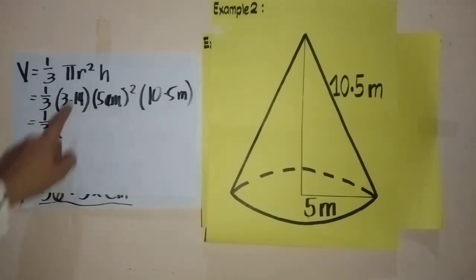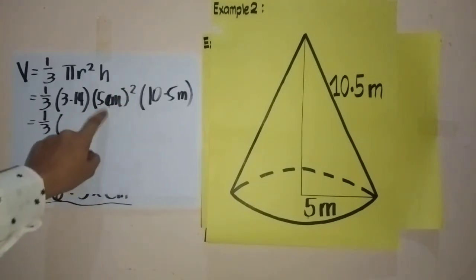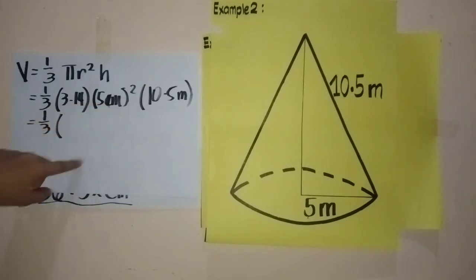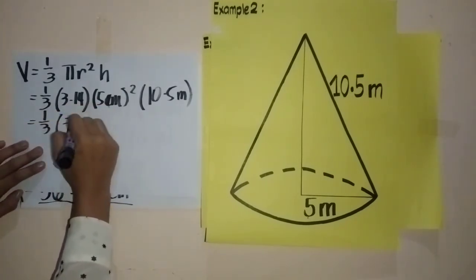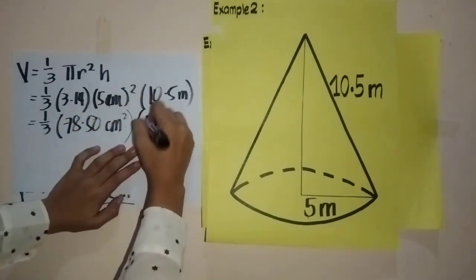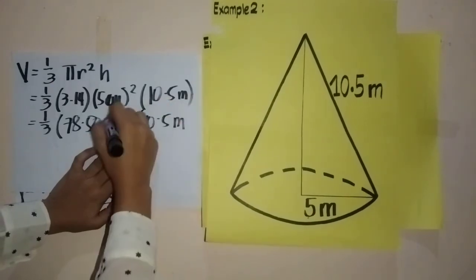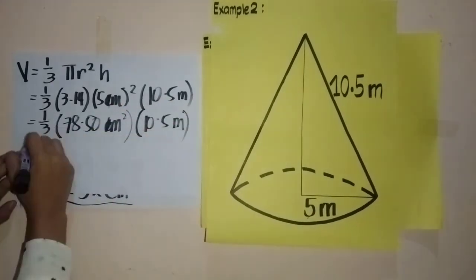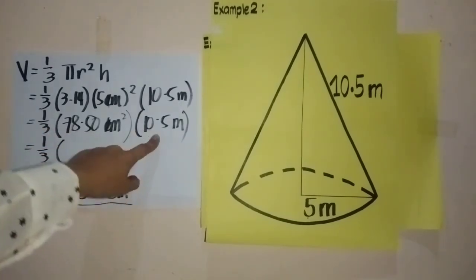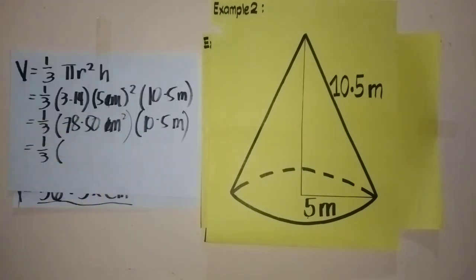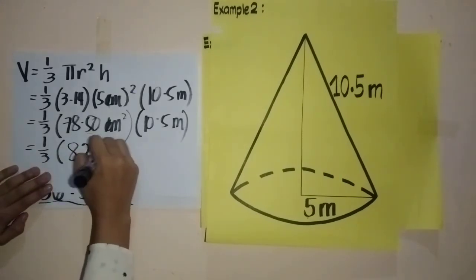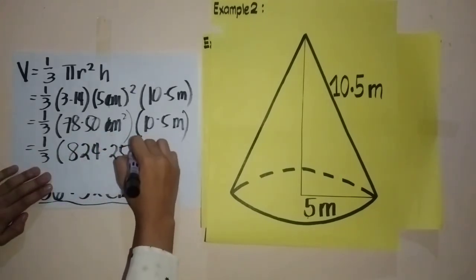So one-third times 3.14 times 5 squared; 5 squared is equal to 25. So 3.14 times 25 is equal to 78.50 centimeters times 10.5 meters. So one-third is equal to 78.50 times 10.5 is equal to 824.25 meters.